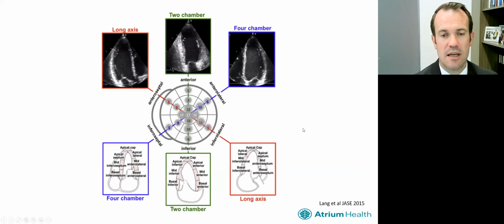For the boards, it's extremely important that you know all of the segments of the heart. I won't go through this too much, but in the long axis view, we're cutting across the anteroseptum and the inferolateral wall. In the two-chamber view on the right side of the screen, we have the anterior, and on the left, the inferior. And in the four-chamber view, we've got the inferoseptum and the anterolateral wall. So it's really important that you know all of those segments.